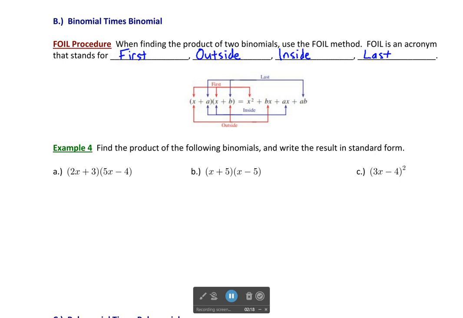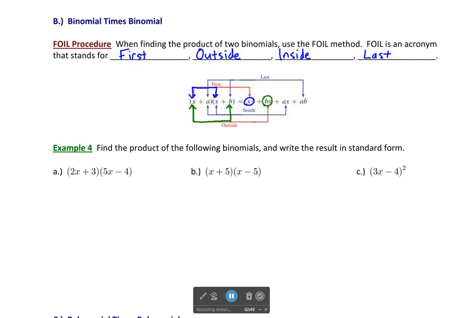So suppose we have the binomial x plus a times the binomial x plus b. So what we're going to do is multiply each term in the first position from each binomial. That is x times x to get x squared. Then we're going to multiply each term in the outermost position of each binomial. Now, if b is a number, x times b would be bx. We always put the coefficient there on the left.